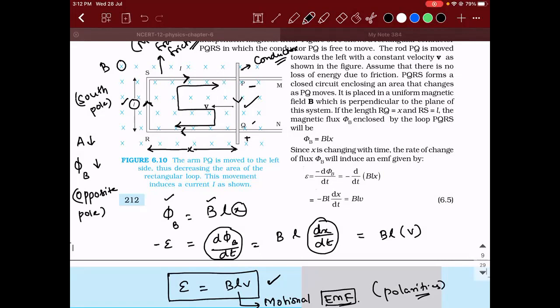Sir, I have a doubt. Tell me. Your magnetic field is going inwards, right? In this case, yes. If it is going outwards, it will change. Had the magnetic field been outward, then P would have been positively charged and Q would have been negatively charged.